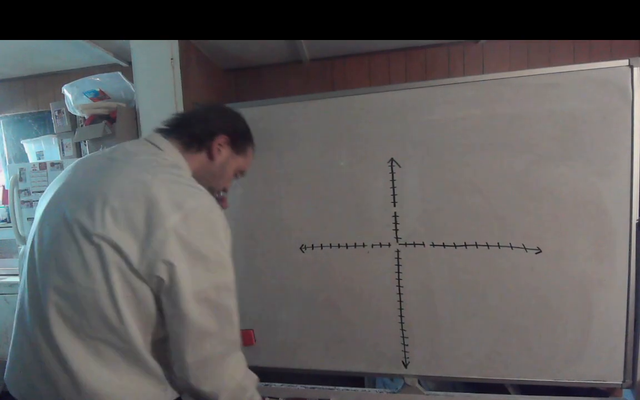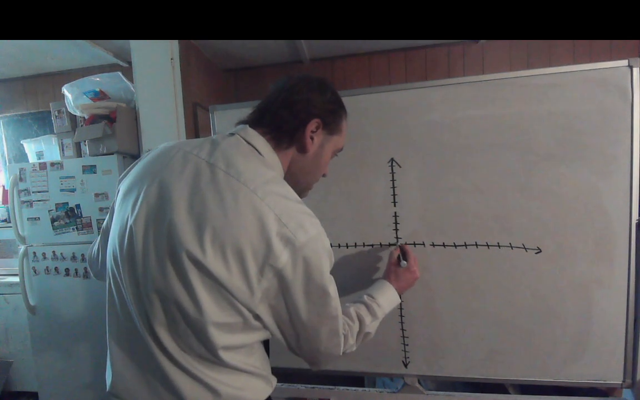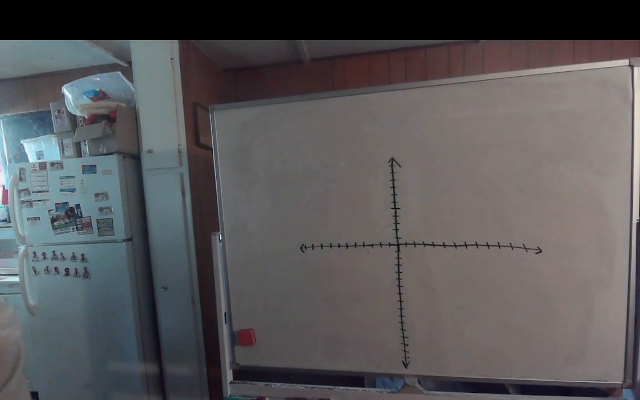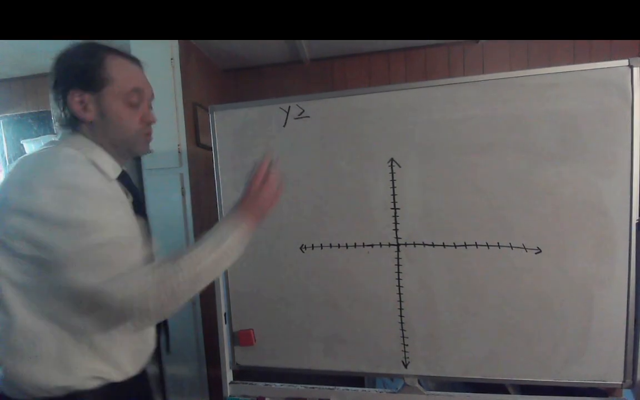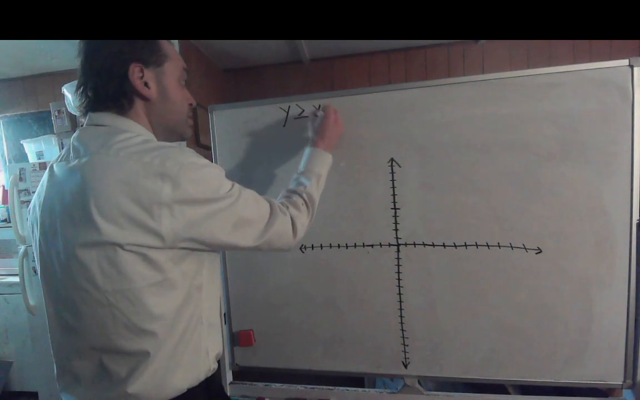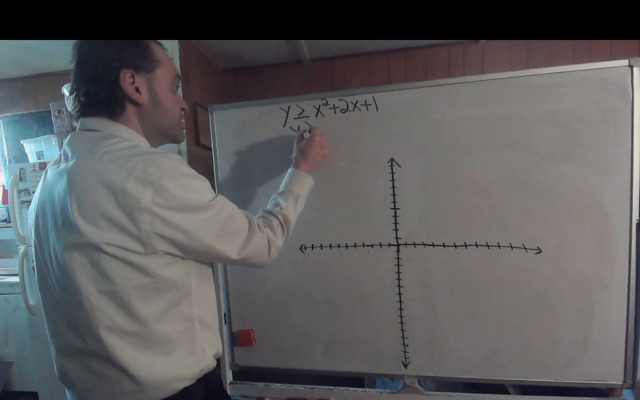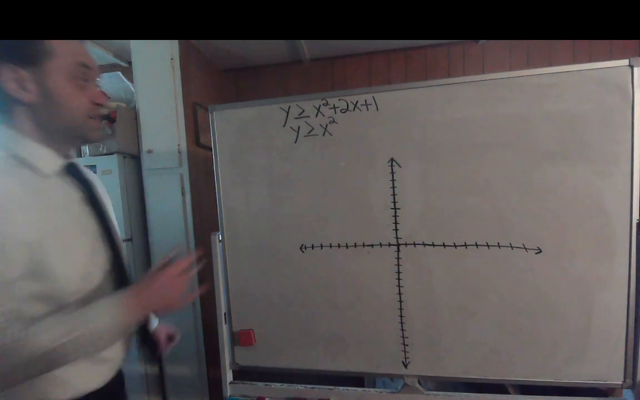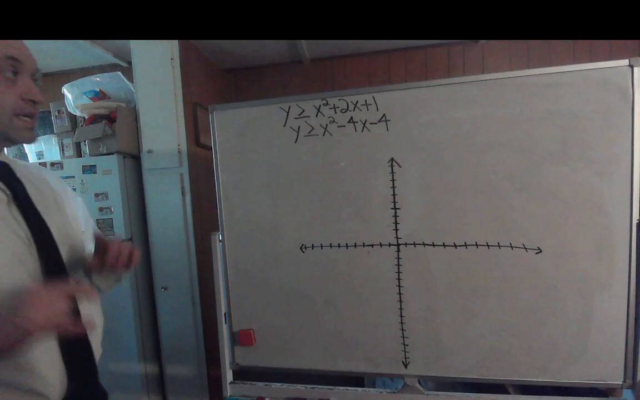All right, one more. What if we have y is greater than or equal to x squared plus 2x plus 1, then we have another y is greater than or equal to x squared minus 4x minus 4. Well, let's worry about here.